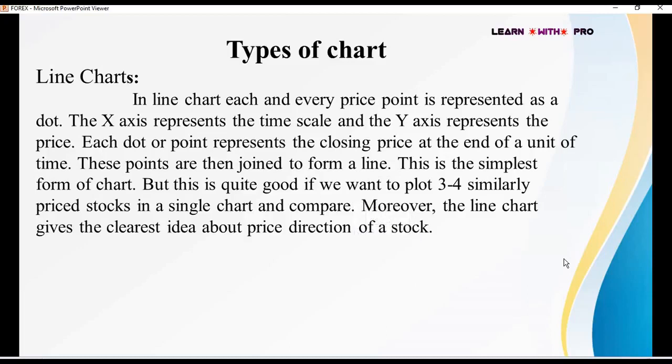This is the simplest form of chart, but it is quite good if you want to plot three to four similarly priced stocks in a single chart and compare. Moreover, the line chart gives a clear idea about the price direction of the stock. This line chart is what we'll mostly use when doing price action. So we'll still talk a lot about the line chart because we'll still use it.